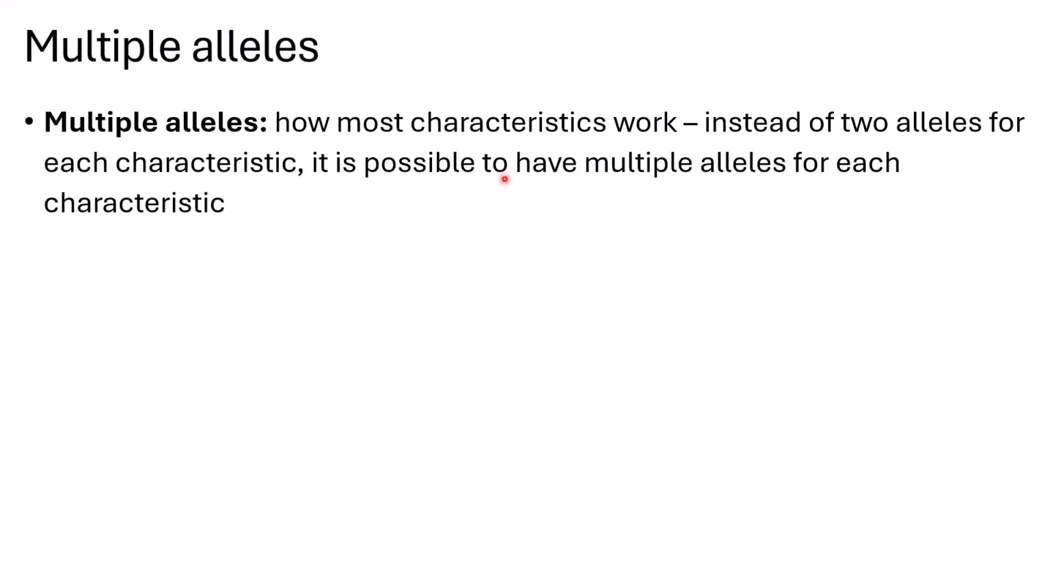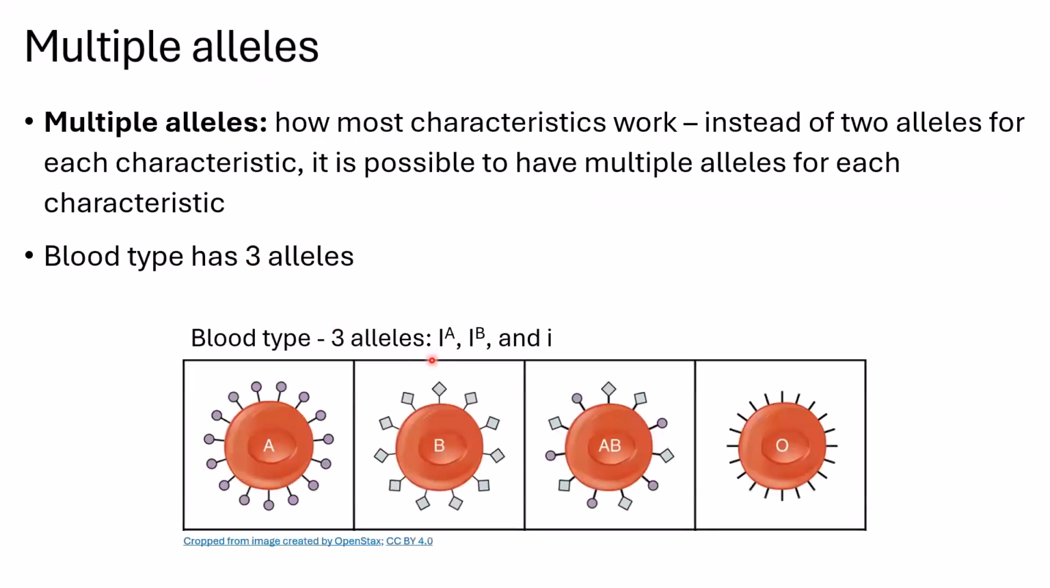Genes also generally have more than just two alleles. For example, blood type has 3 alleles. This is generally designated as an uppercase I with an A or a B, or a lowercase i. IA and IB are codominant, which we will discuss a bit later, and both are dominant over lowercase i.